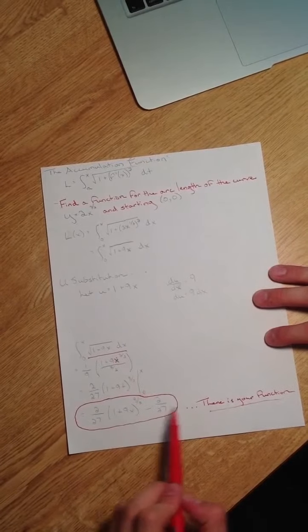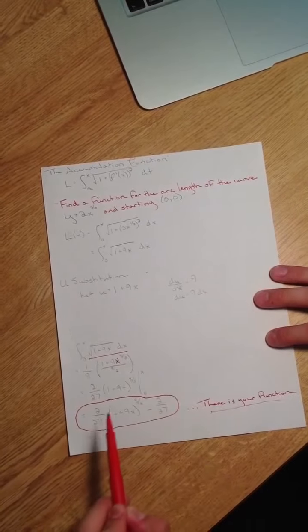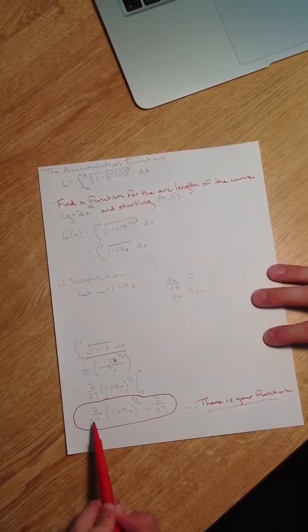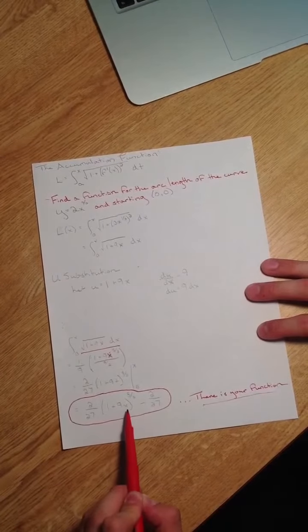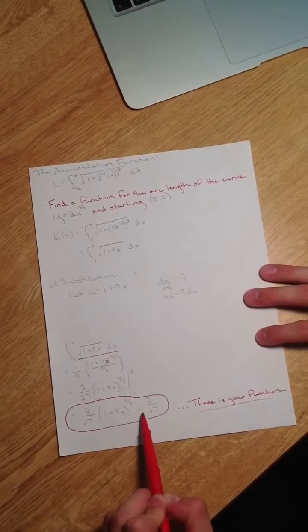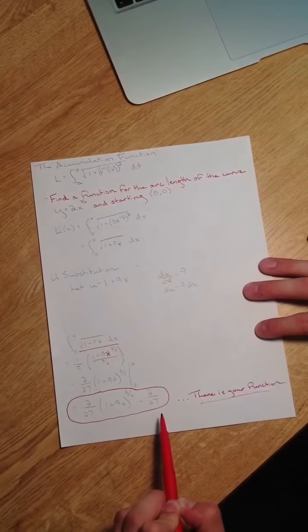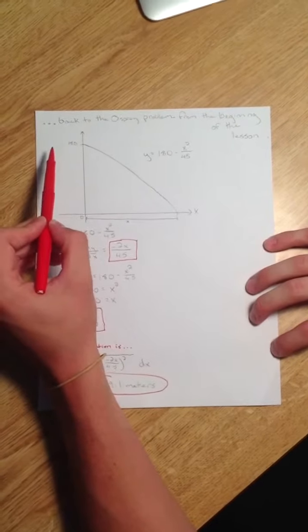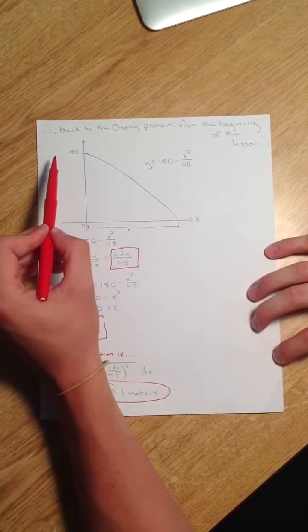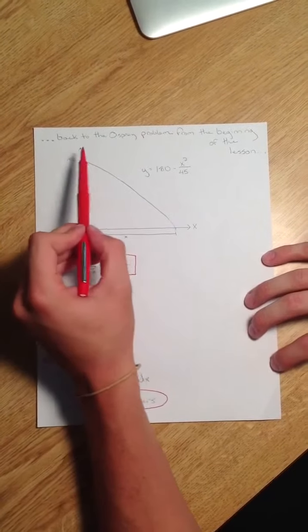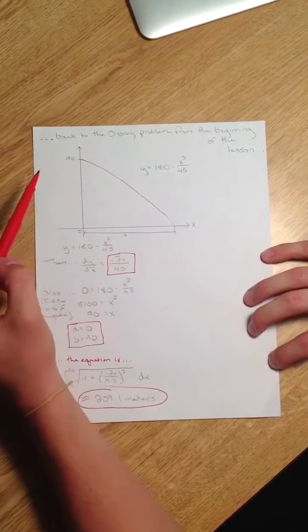That means our function and the answer to this problem is 2 over 27 times 1 plus 9x to the 3/2 minus 2 over 27. We have all the essential tools needed for the arc length equation. Let's go back to the Osprey problem from the beginning of the lesson.